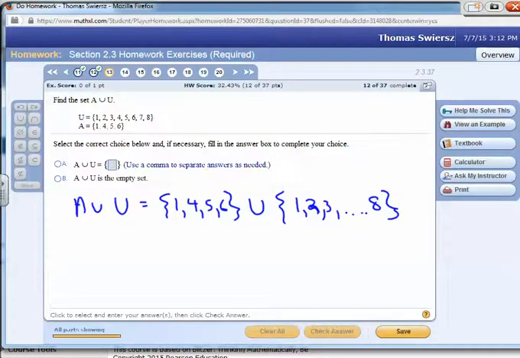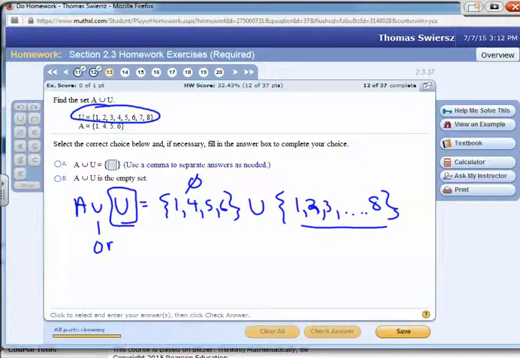Well, union means in what? In one set or the other, or in both. Now the universal is always going to contain everything, right? So if one set contains everything, the union of both sets will contain everything, because it only has to be in one or the other. Even if this was simply the empty set, union the universal, we'd still get the entire set.